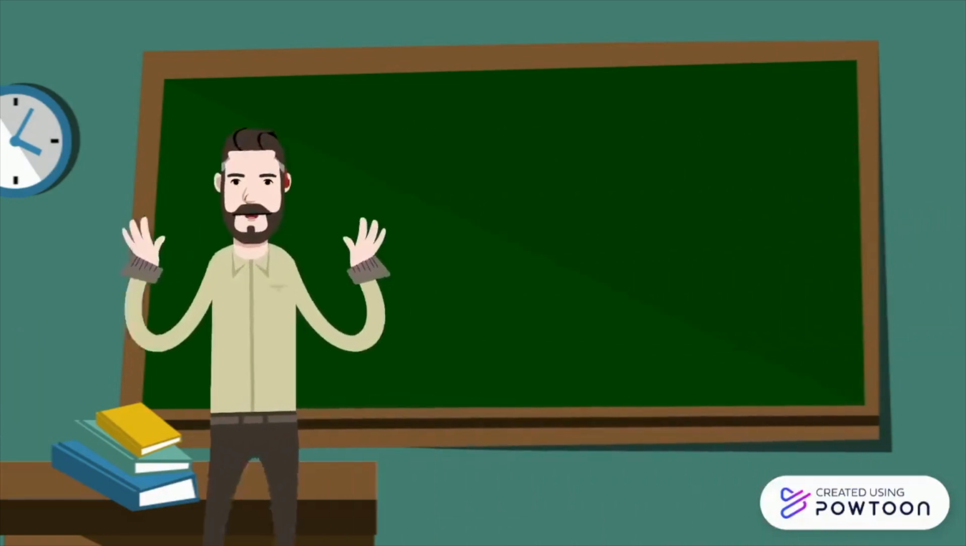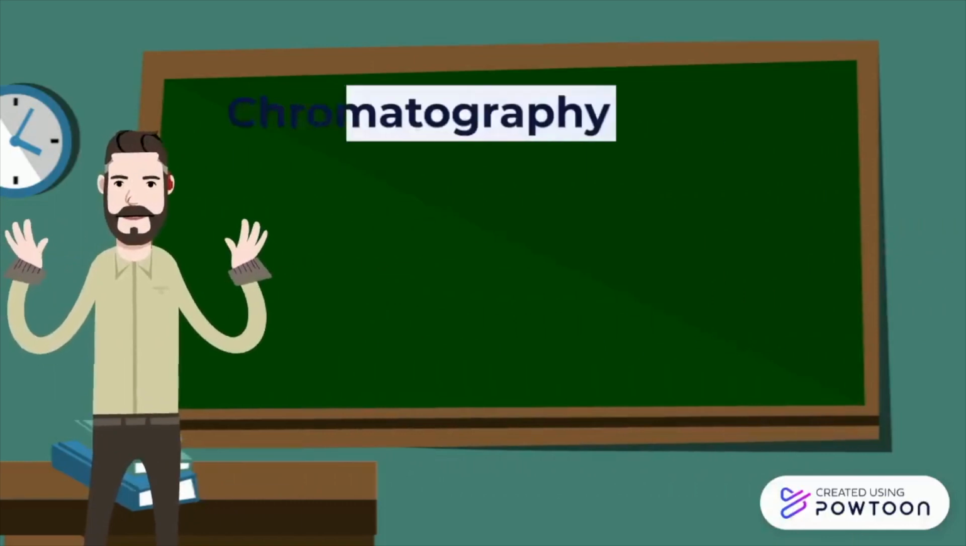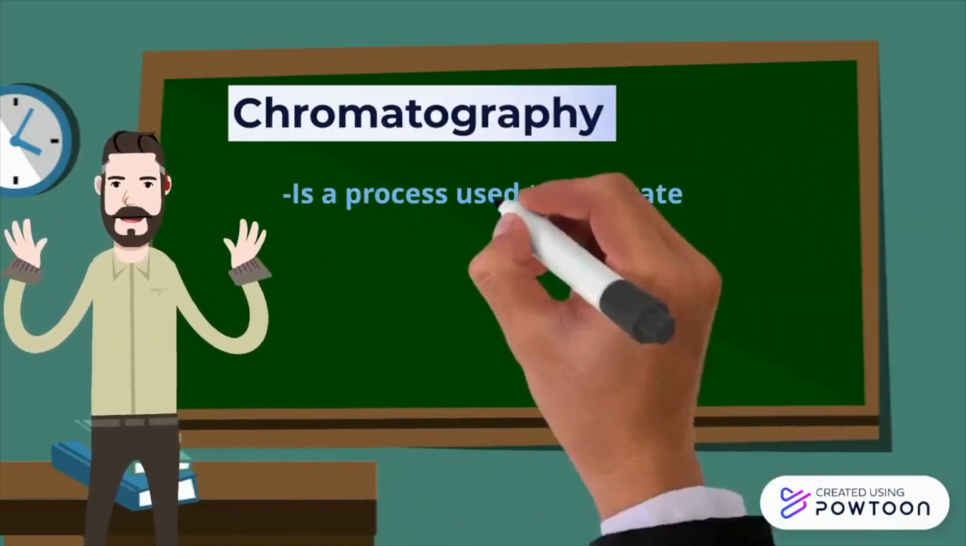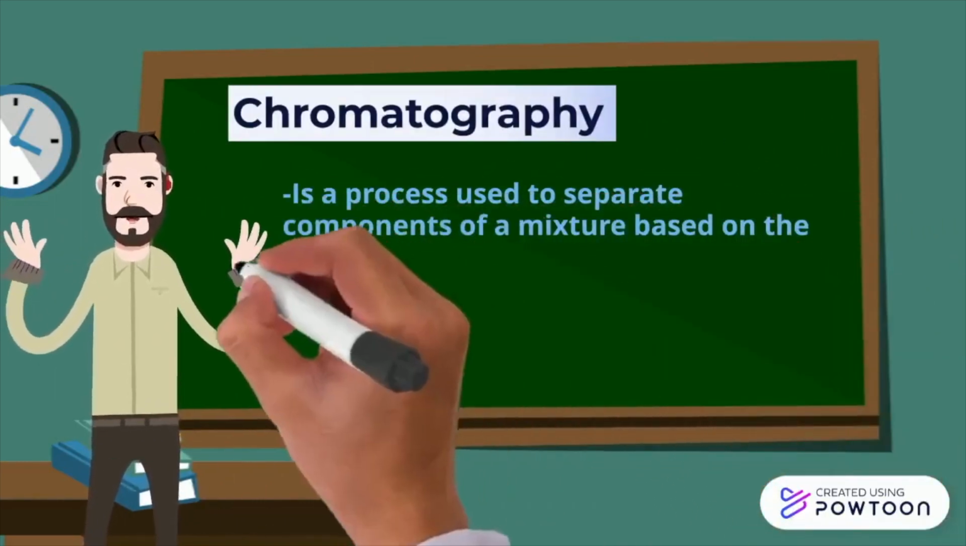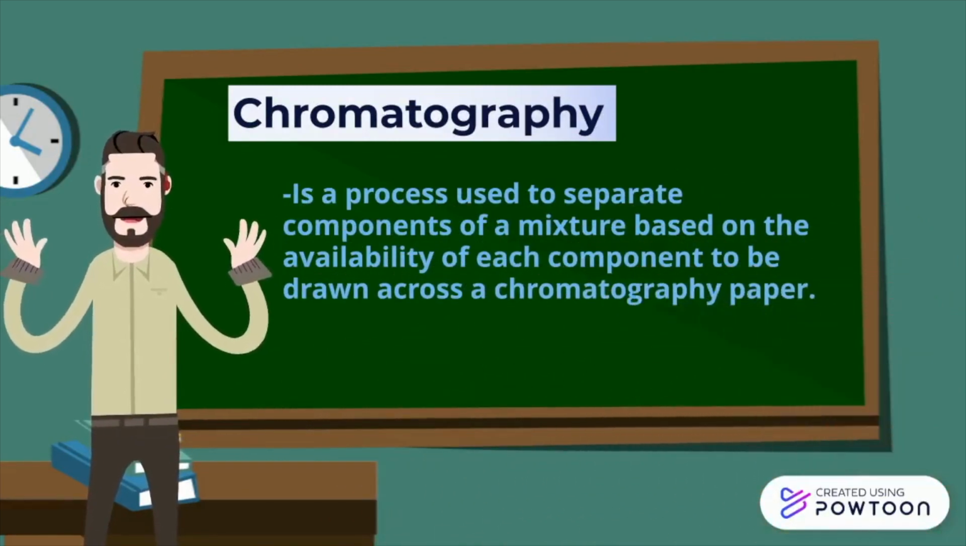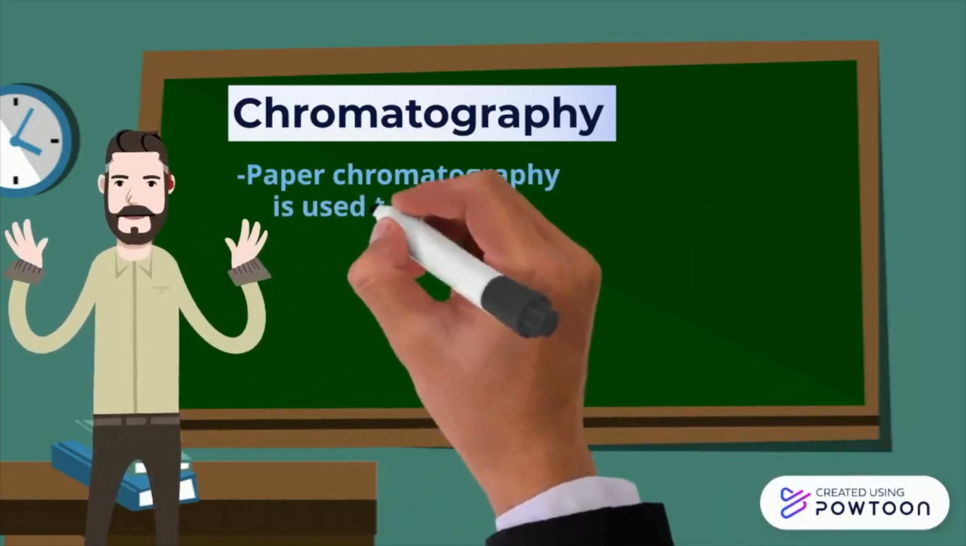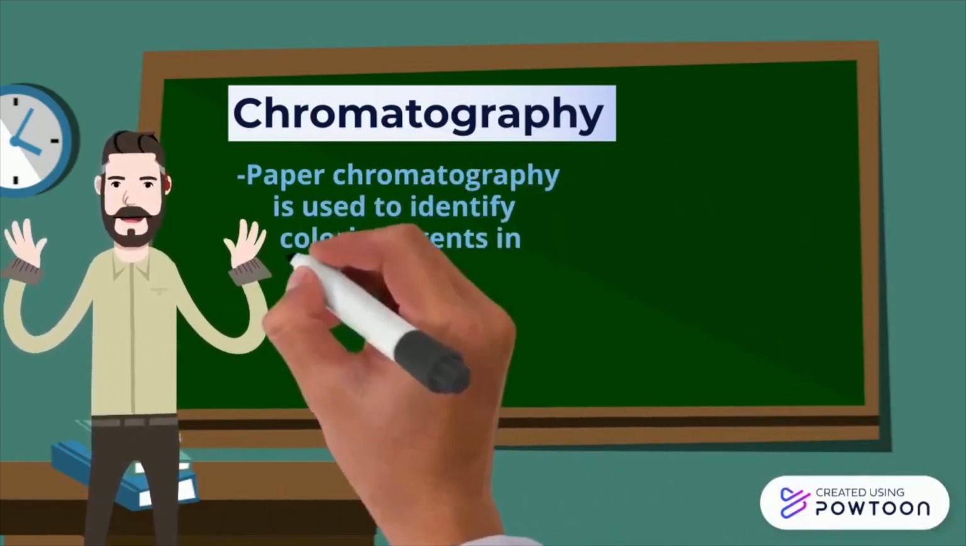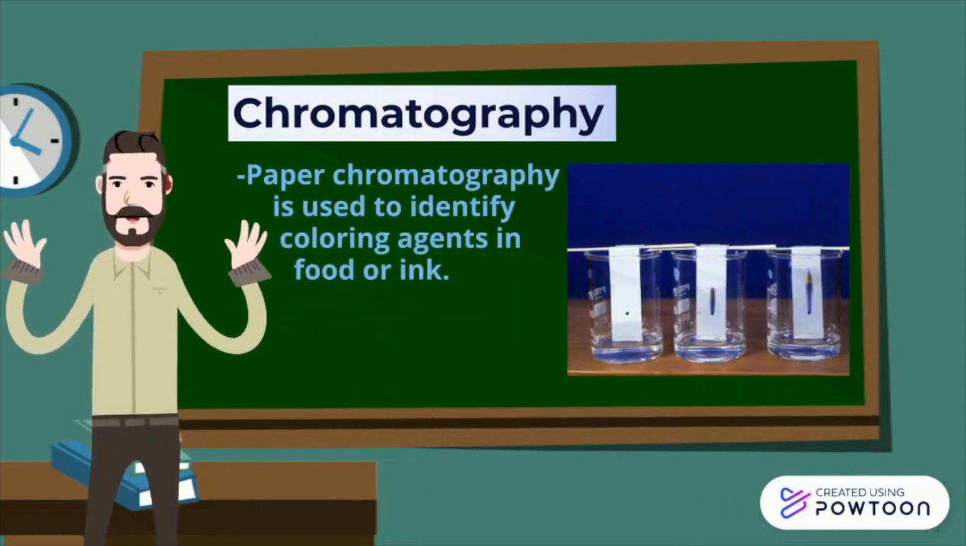Next separating technique, we have the chromatography, which is a process used to separate components of a mixture based on the ability of each component to be drawn across a chromatography paper. Paper chromatography is used to identify coloring agents in food or ink.